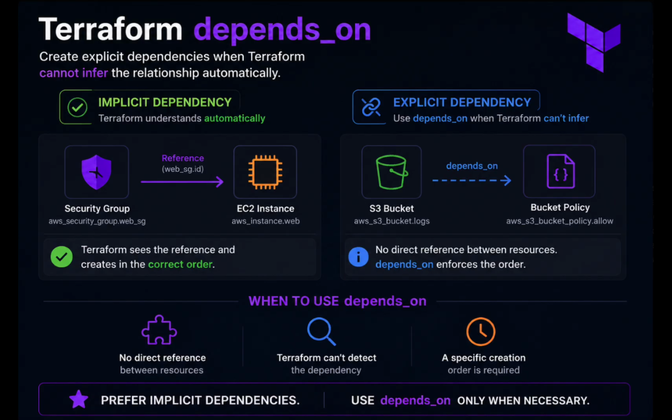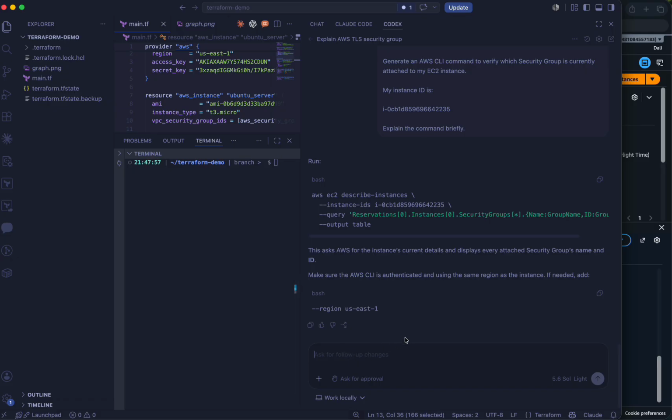So when do we actually use depends_on? Sometimes two resources don't reference each other directly, but one still needs to wait for the other. In those situations, we can use depends_on to create an explicit dependency. This should be the exception, not the rule. If Terraform can determine the dependency automatically through references, that's the approach you should prefer.